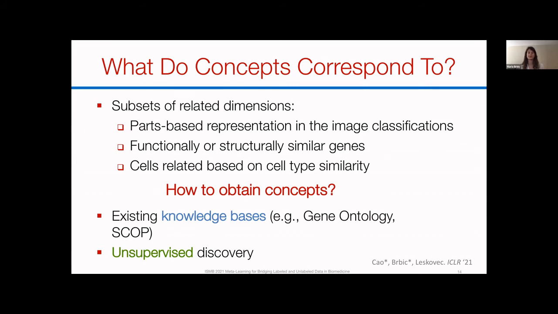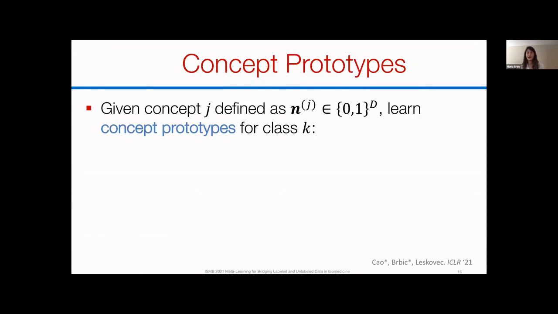Let's now see how we can compute the concept prototypes. Mathematically, we will define a concept as a binary 0-1 vector with the same dimensionality as our input. The value in the vector will be 1 if we want to incorporate a particular dimension in the concept, and 0 otherwise. For example, if our concept is a particular Gene Ontology term, then all the genes that belong to that GO term will have value 1, and 0 otherwise.